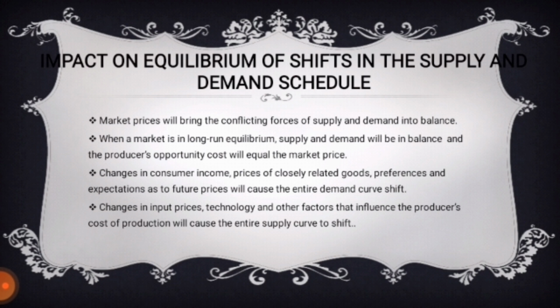The next is changes in consumers' income. Prices of closely related goods, preferences, and expectations of future prices will cause the entire demand curve to shift. Next is changes in output prices. Technology and other factors that influence the producer's cost of production will cause the entire supply curve to shift.